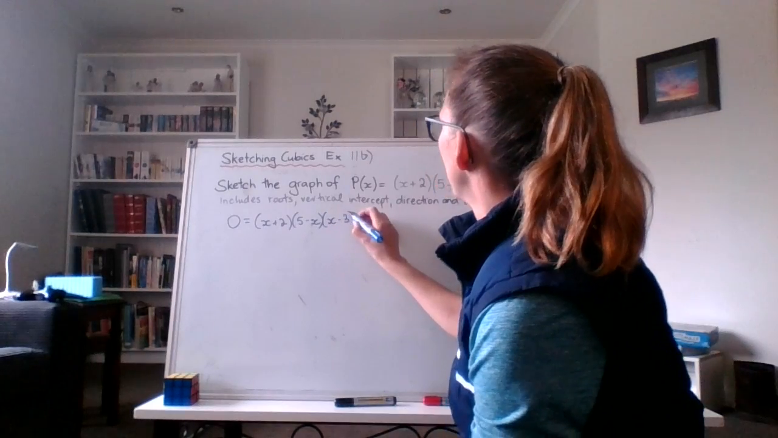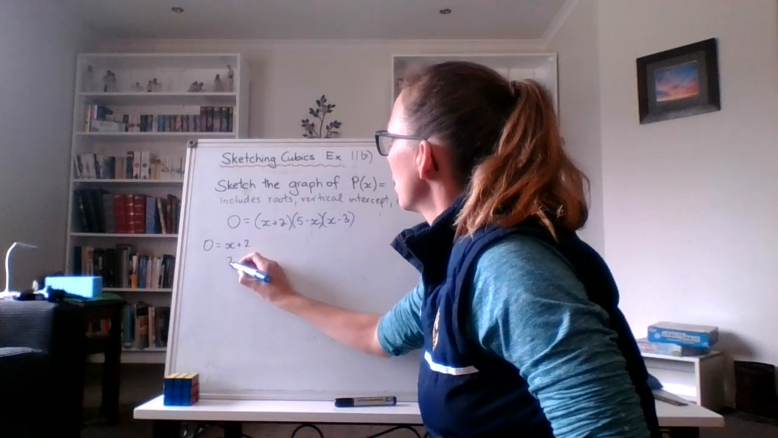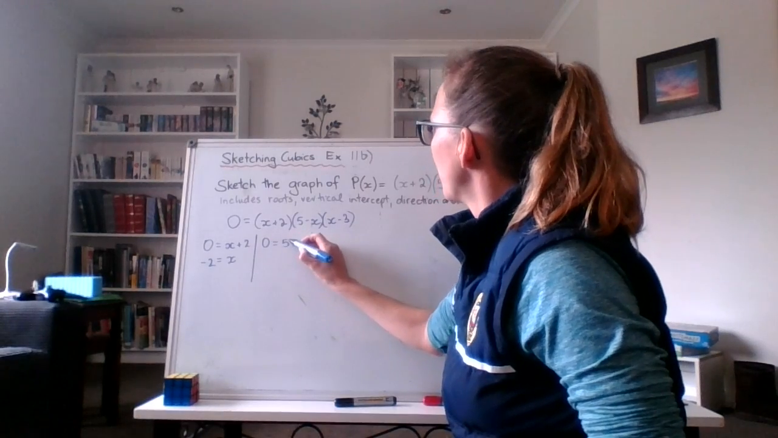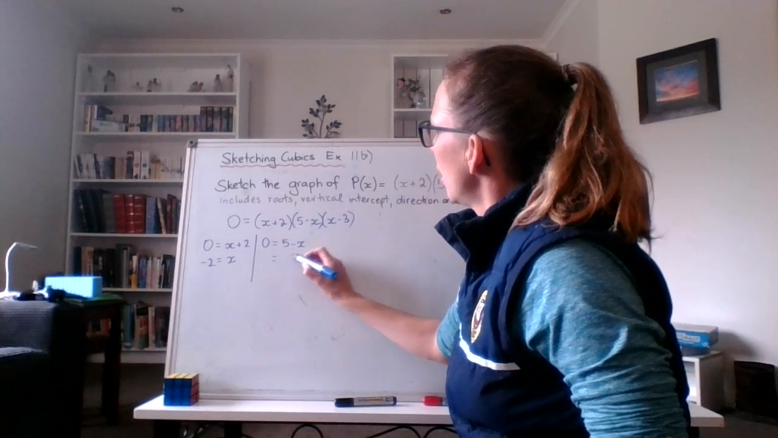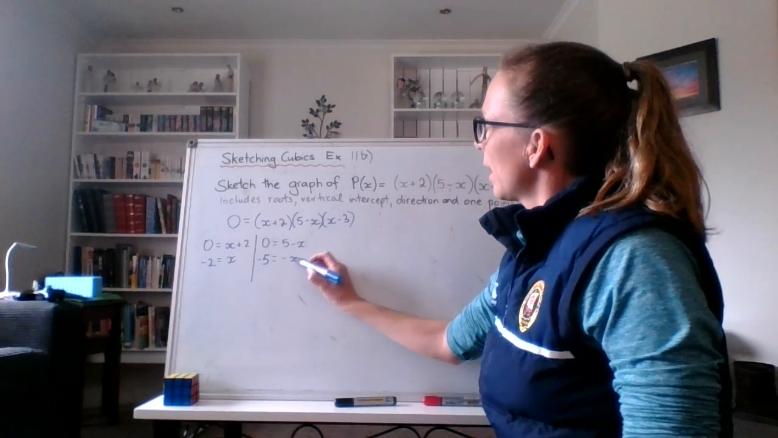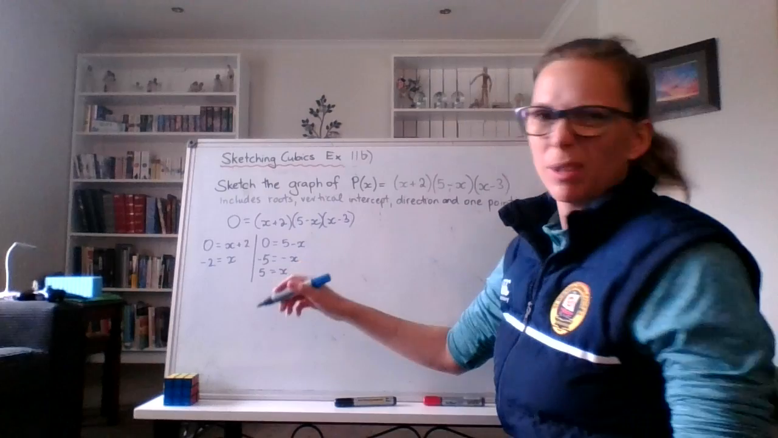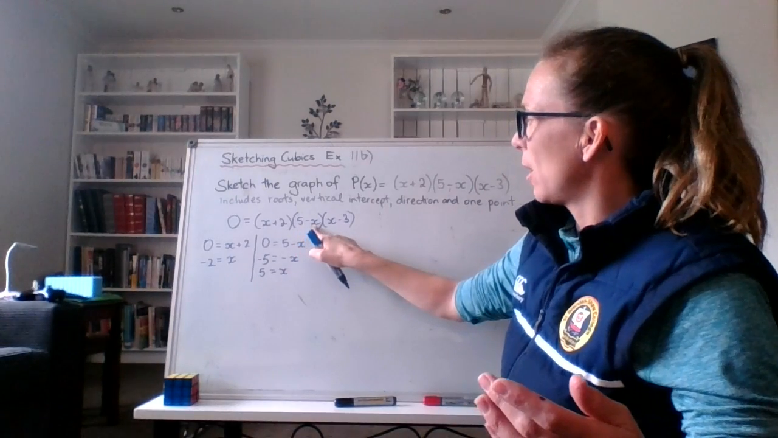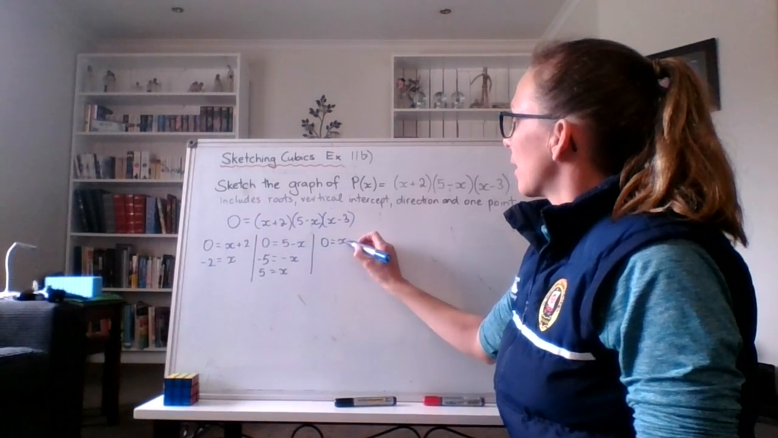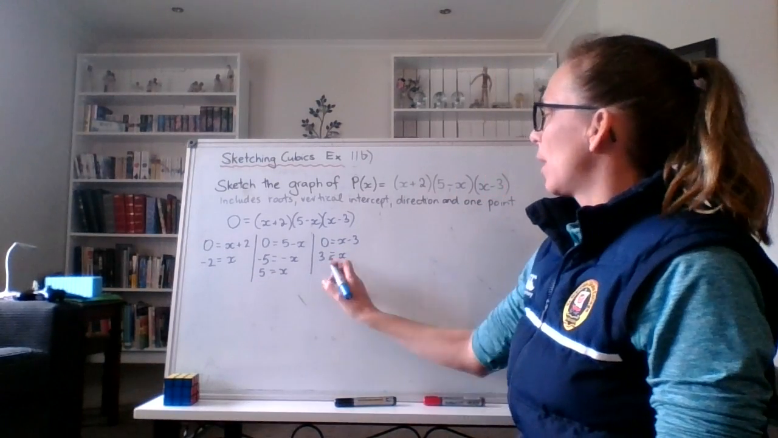Using the null factor law, each one of them must equal 0. So 0 equals x plus 2, which gives x equal to negative 2. 0 equals 5 subtract x, now with this one it's a little bit tricky. I'm going to take the 5 to this side, leaving me with negative x, and then I'm going to divide both sides by negative 1, so I get x equals 5. If you think about it, it makes sense. 5 take away 5 has to equal 0. And the last one is 0 equals x subtract 3. So I've got 3 roots: negative 2, 5, and 3.